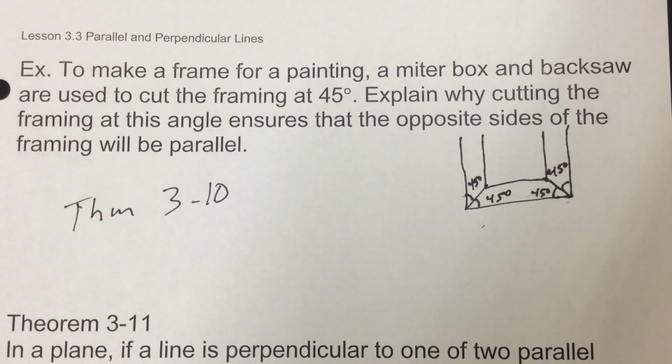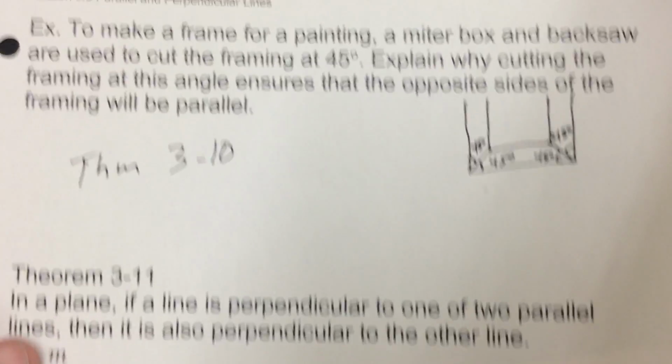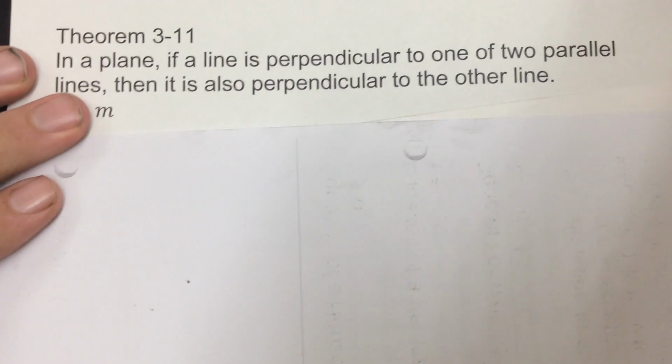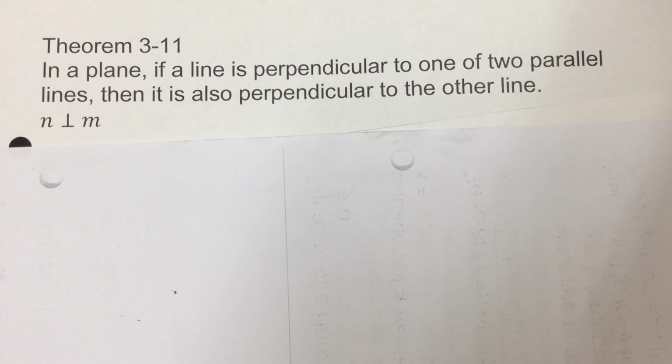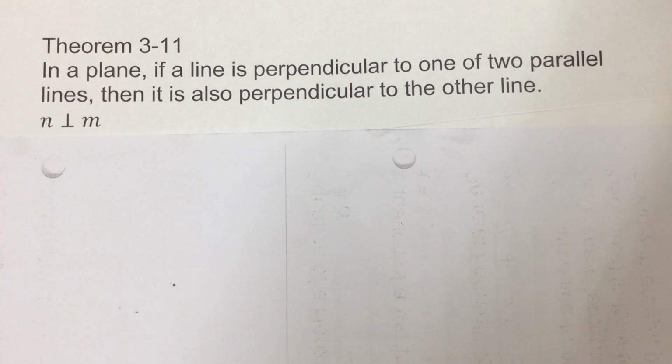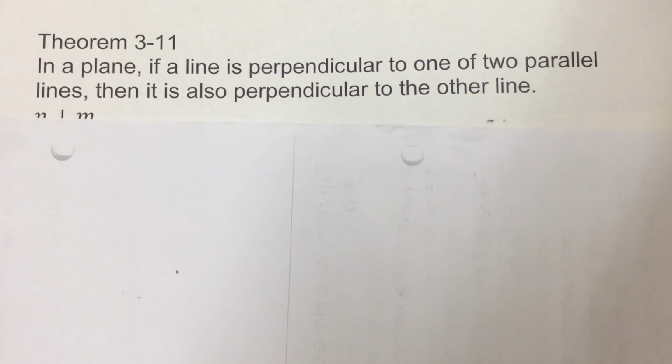Next, Theorem 3.11, which, if you don't know, is a great band. Just saying. In a plane, if a line is perpendicular to one of two parallel lines, then it also is perpendicular to the other line. So if we're dealing with parallel lines, we have one line that's perpendicular to one of them, then our other parallel line is going to be perpendicular to it as well. So it's kind of a back way to Theorem 3.10, kind of a converse, but not quite.